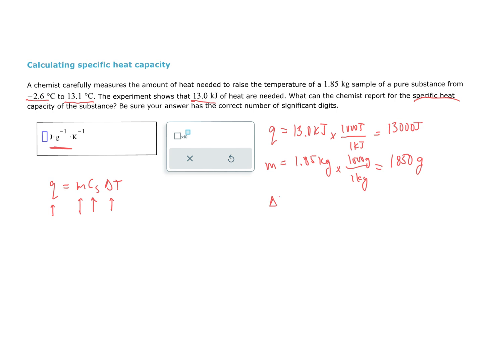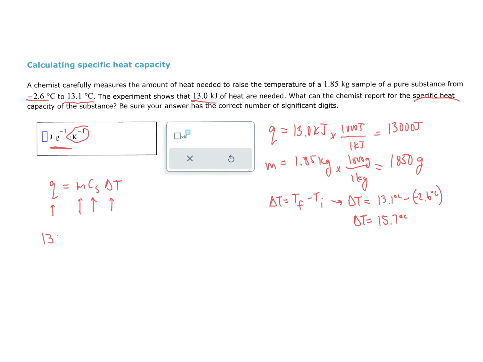And then delta T. Delta T is always temperature final minus temperature initial. So my delta T is going to be my final temperature, 13.1 degrees Celsius, minus a negative 2.6 degrees Celsius. So my delta T is approximately 15.7 degrees Celsius. Don't worry too much about Celsius versus Kelvin, because the change in 1 Celsius is equal to the change in 1 Kelvin. So we can plug everything in that we've got.